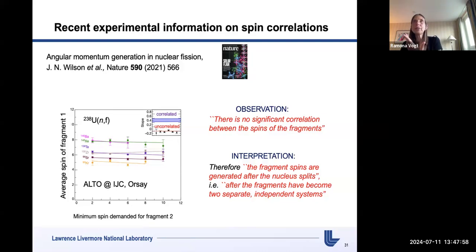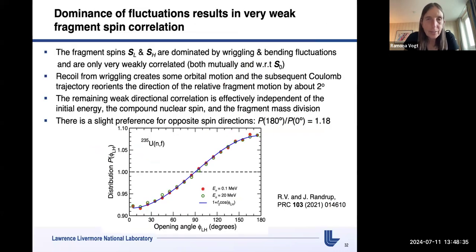But even though total angular momentum is conserved, you can still have no visible correlation when you look at many, many different events, because some will be wriggling in one direction or wriggling in the other direction, or bending, some combination of wriggling and bending, or even twisting. That will make the correlation, even though it's very strong for an individual fission event, on average not very strong at all.